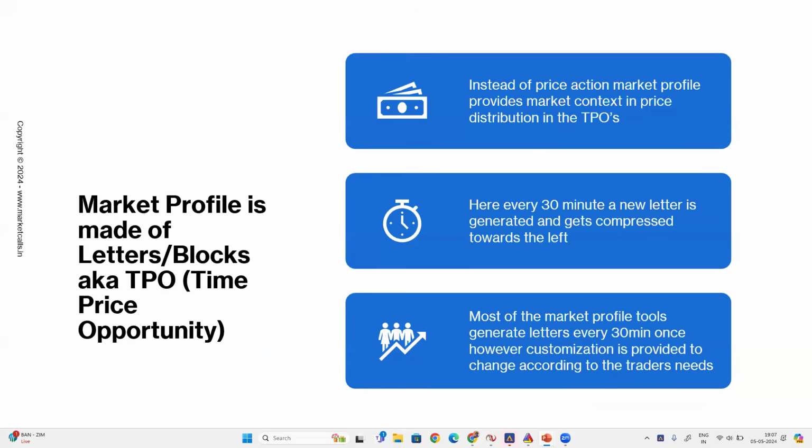Of course, we know that market profile is made up of letters. Some tools show them in the form of blocks. We call each and every letter a TPO. TPO means time, price, opportunity. T is time, P is price, and O is opportunity, which is indirectly volume. Every 30 minutes a new letter is generated, and we compress the letters towards the left, so that at the end of the day what we get is a profile distribution.